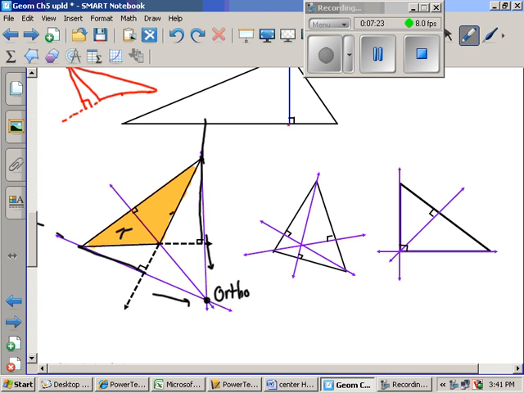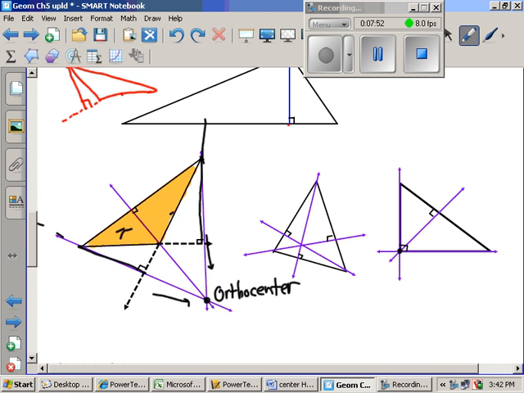So just like a circumcenter, the orthocenter of an obtuse triangle is outside the triangle. The orthocenter of an acute triangle is in the middle or inside the triangle, and the orthocenter of a right triangle is on the triangle.